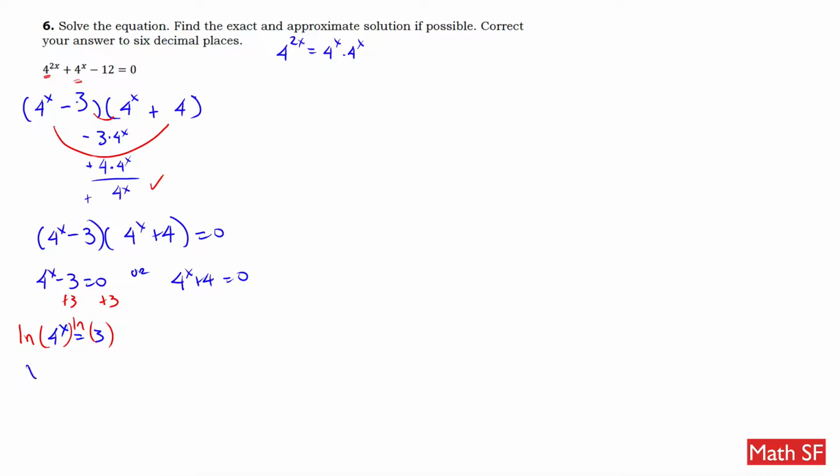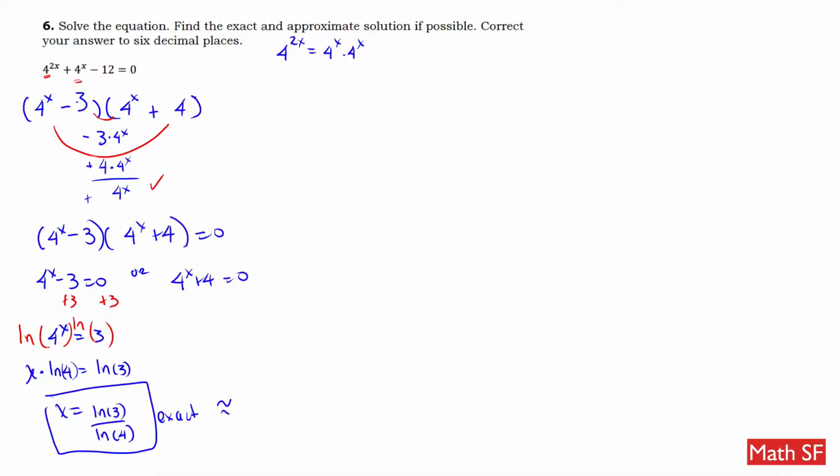So you get x times ln of 4 equals ln of 3. You don't really need parentheses there, but let's just put them there. Now isolating for x, you will get x equals ln of 3 over ln of 4. This will be your exact answer. Now how about my approximate answer? For the approximate answer, we need to plug this into the calculator, let's see what we get.